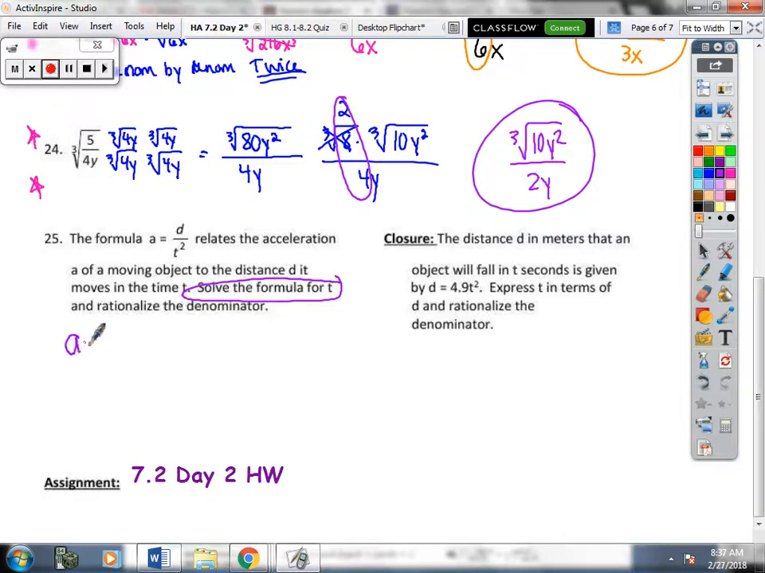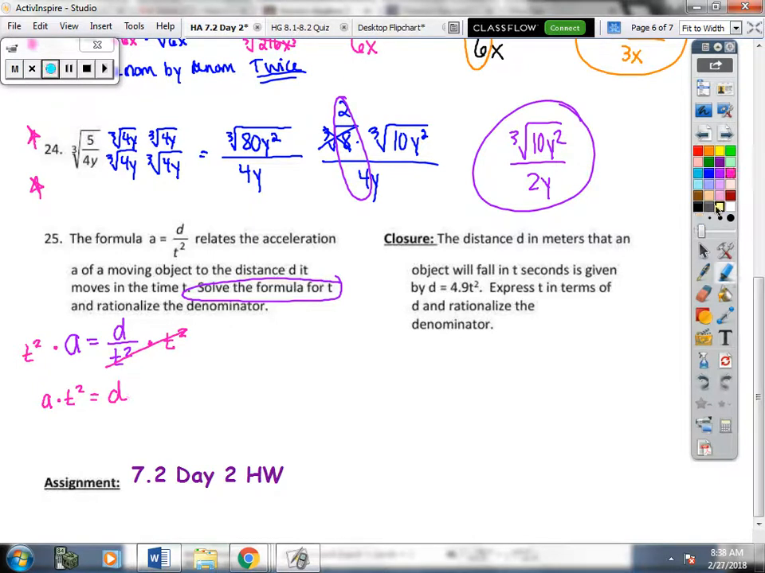So I have a equals d divided by t squared. Now you want to solve for t. So normally you want to leave t where it's at, but the problem is it's in the denominator. And we don't want to know what 1 over t equals, we want to know what t equals. So the first thing we would do is we would undo division with multiplication. So we would actually multiply by t squared on both sides. So we'll have a times t squared equals d.